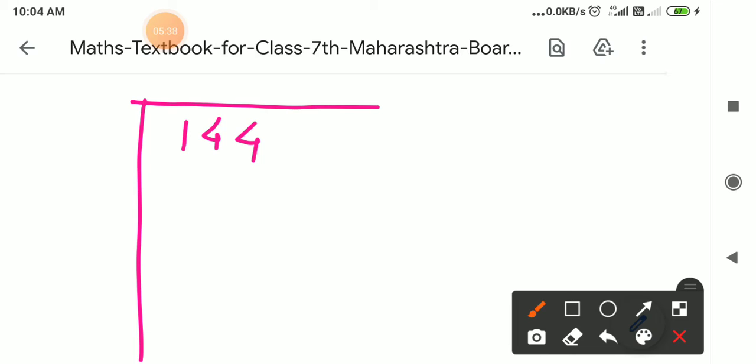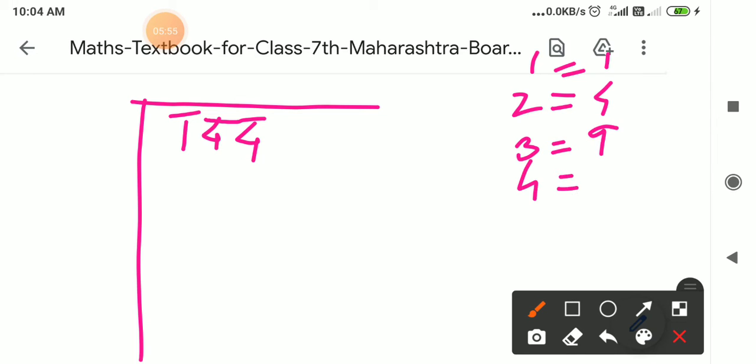Now for 144, we have to make groups from the back side, groups of 2. So here it is 2, and 1 is single, remaining only. So no problem, 1 is single, so write it here as it is. Now you know the squares: 1 square is 1, 2 square is 4, 3 square is 9, 4 square is 16.